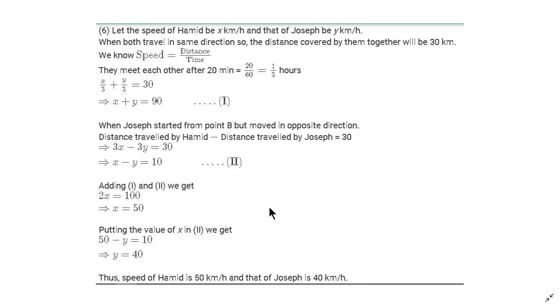So we have to use the physical quantities speed, distance, time. Speed is equal to distance upon time. So before that, what is the assumption here? The assumption is that the speed of Joseph and the speed of Hamid are different. Let the speed of Hamid be x kilometer per hour and Joseph be y kilometer per hour. So use this equation whenever it is needed.